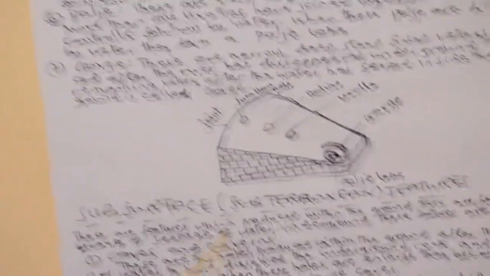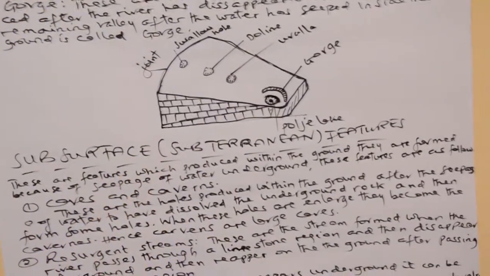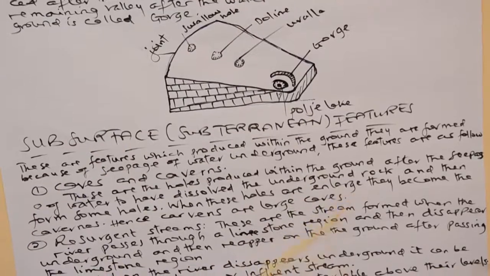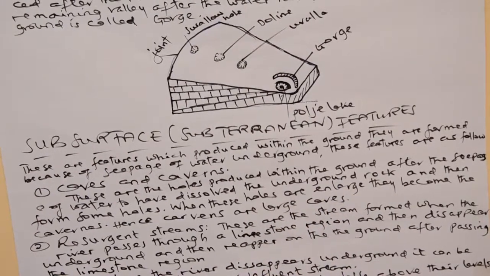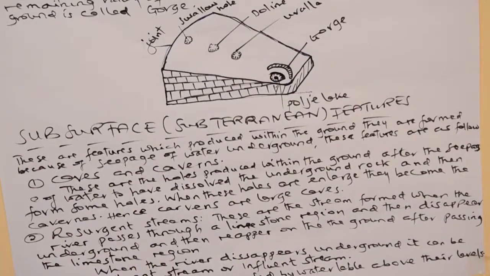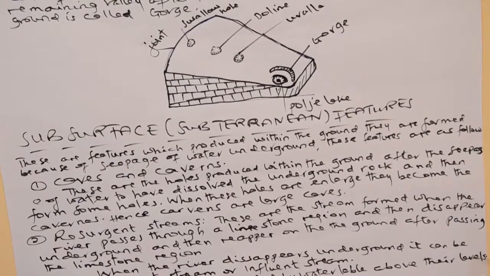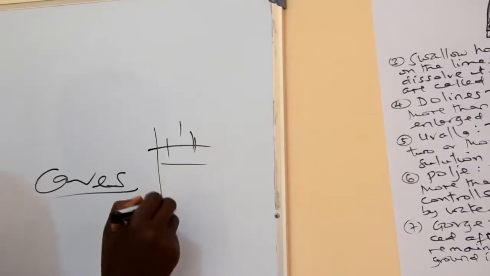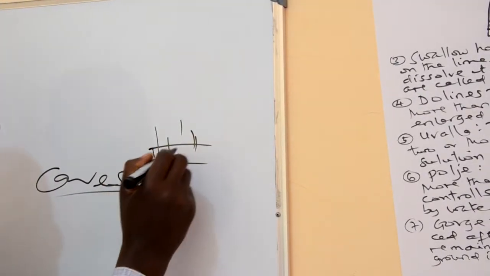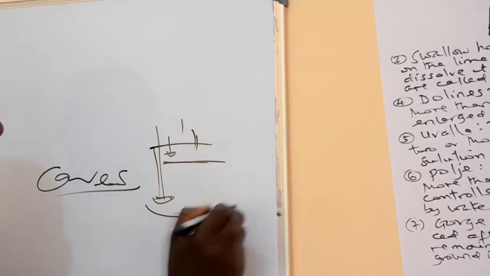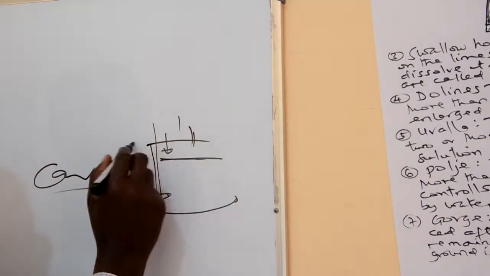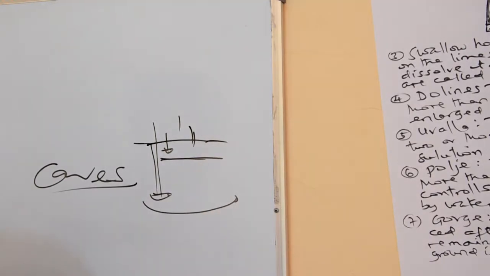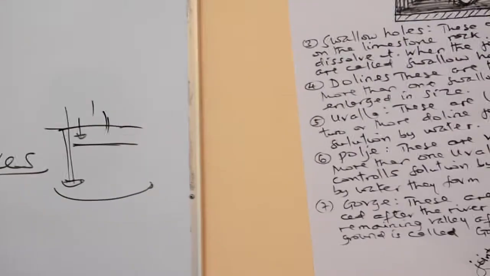These features which are produced within the ground are formed because of seepage or percolation or penetration or infiltration, although infiltration just takes place nearby the surface, but mostly it is more sinking of water or percolating within the ground. These features are shown as follows. The first is cave and the caverns.